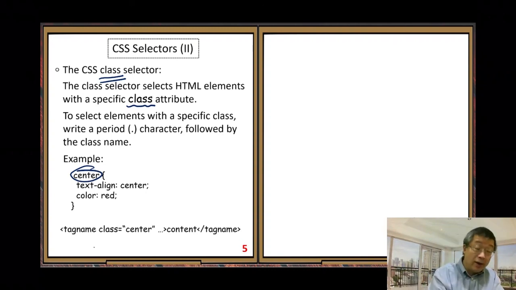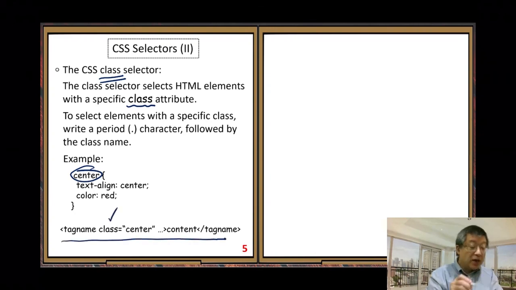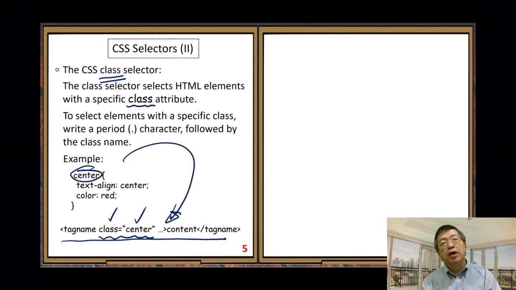Now, let's look at the element in this way. Class attribute name and center attribute value. Now, if an element has this kind of class, then this rule can be applied on this element. You may have multiple elements with the same class value, and this rule will be applied to all those elements.